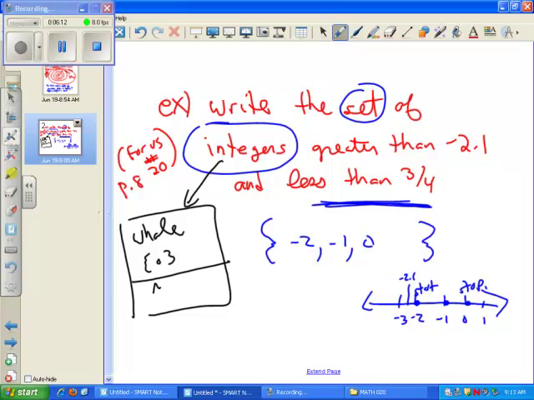But what if I changed the word integers to naturals? So sort of like, what if I wiped out this word and changed it to naturals? Write the set of naturals greater than -2.1 and less than 3/4. Well, that's the thing. Are there any natural numbers that are greater than -2.1 and less than 3/4?